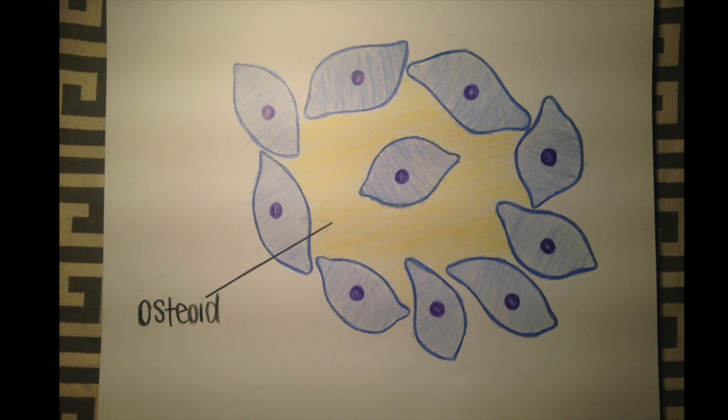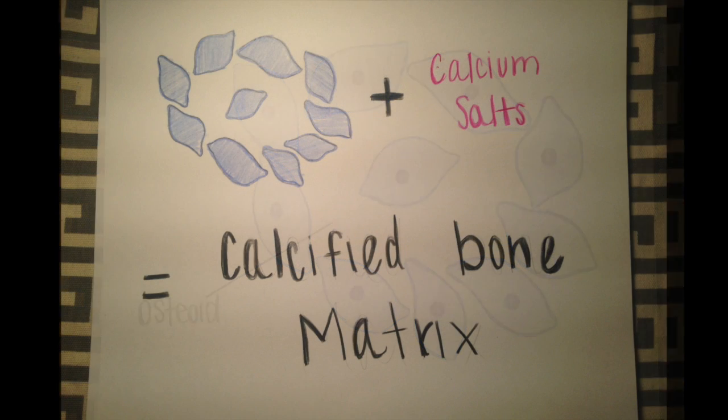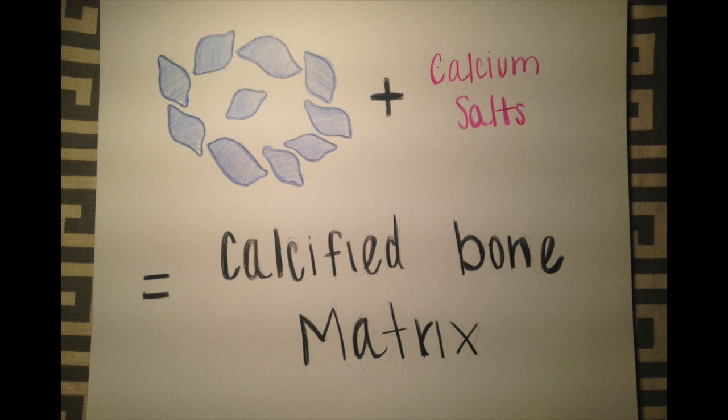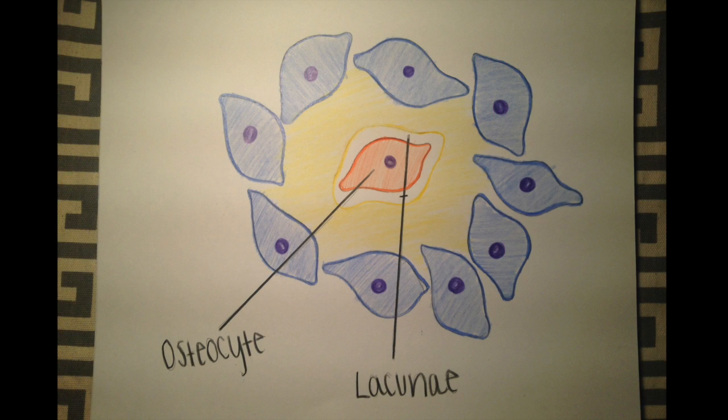The newly formed osteoblasts secrete osteoid, the uncalcified components of the bone matrix. For the bone matrix to be calcified, it requires the addition of calcium salts. When osteoblasts are surrounded by calcified bone matrix, they can differentiate further into osteocytes, housed in spaces called lacunae.